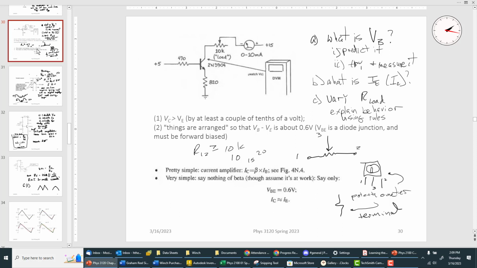All right, so I remind you, this was something we saw last time. You have the current source, so you can figure out what's going to be the base voltage, try and measure it. Then what would be IE, which is basically the same as IC, right? The simple picture. And then vary our load from one extreme to the other and try to explain what you see using the two rules and the other ways of using beta down below, right?